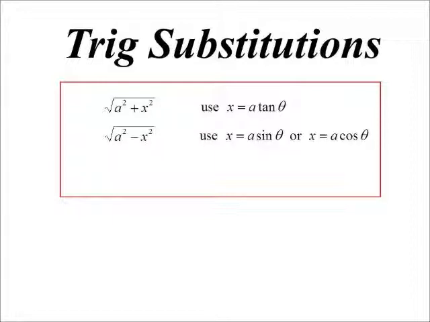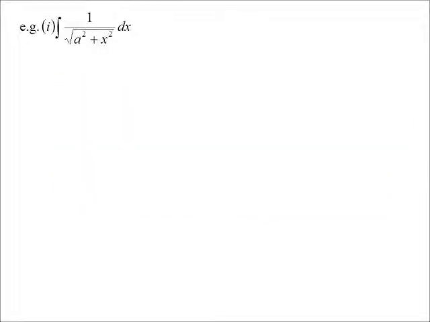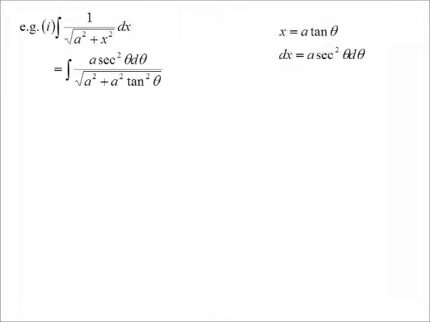A squared minus x squared, I would use either a sine or a cos. Doesn't really matter. Say, for instance, a squared minus a squared sine squared becomes a cos squared, and the other way around. For x squared minus a squared, I'd use a sec to simplify that one down. So, 1 on the square root of a squared plus x squared. Yes, I know this is one of our standard integrals, but we'll use this idea to go and prove that standard integral.